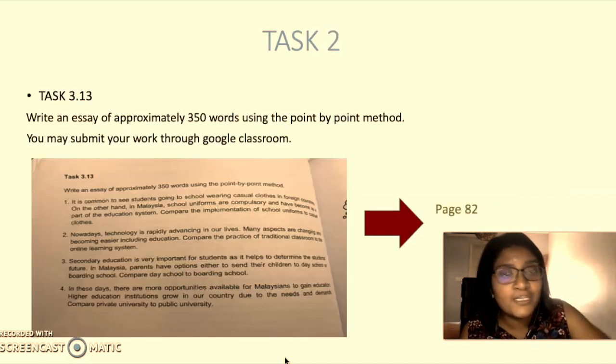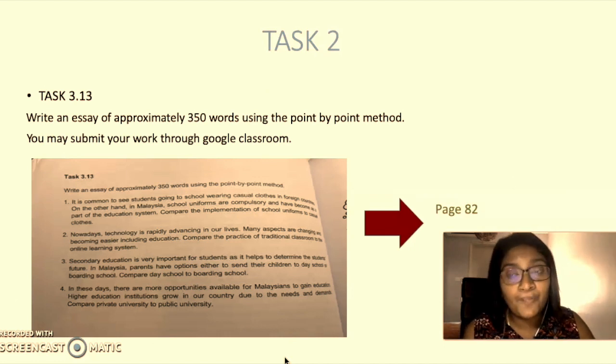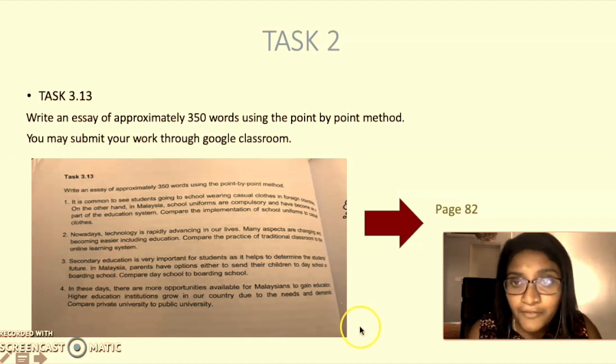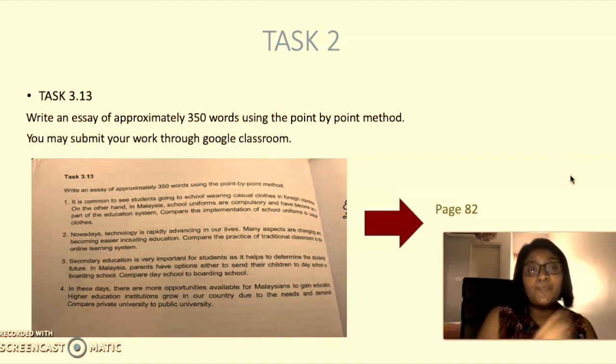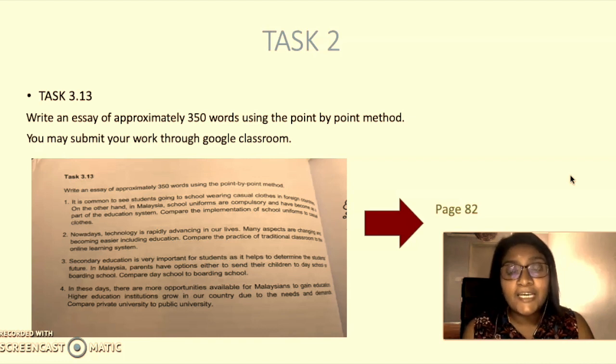That's the first task. The second task is on page 82 of your book. You can take a screenshot if you want to. I'll give you a few seconds. You are supposed to write an essay of about 350 words using the point-by-point method, and you will submit this through Google Classroom. I would prefer you to use Google Document because that would be much easier for me to mark. So these are the two tasks that you're supposed to complete for the week.